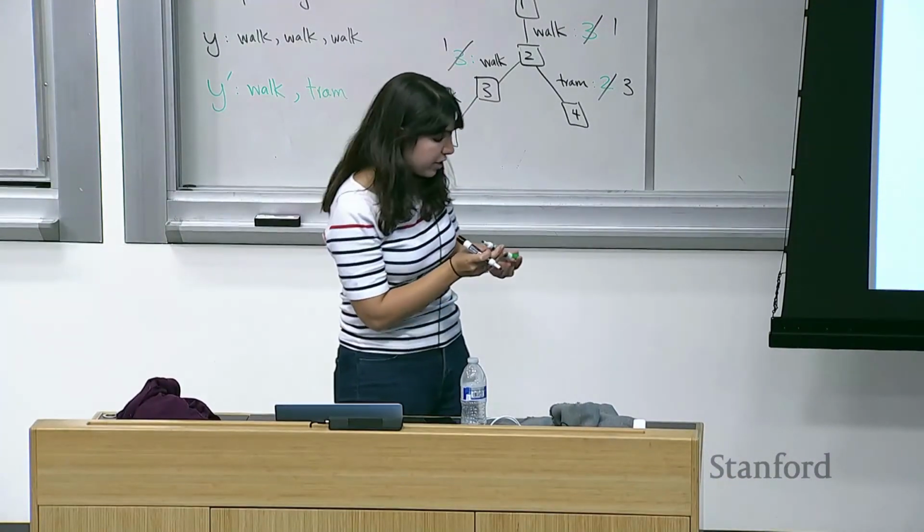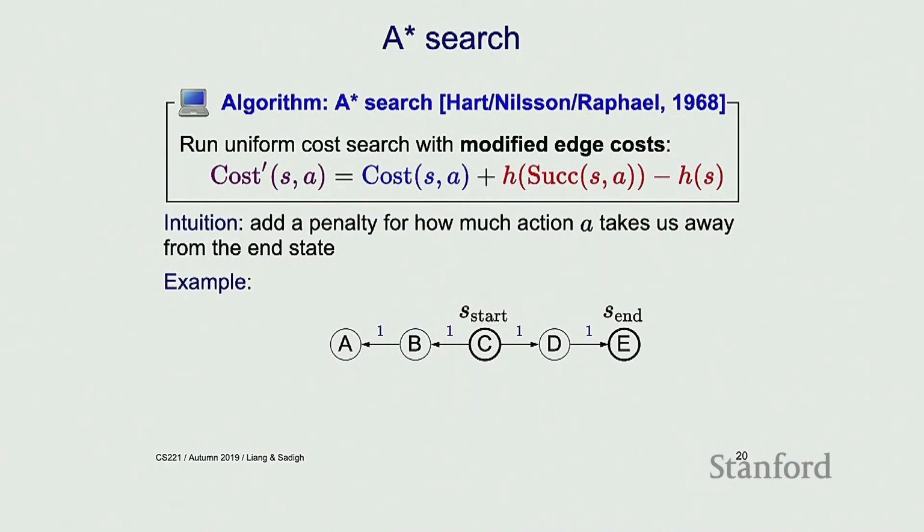So here is an example. Let's say that we have this example where we have A, B, C, D, and E, and we have a cost of 1 on all of these edges. And what we want to do is go from C to E.